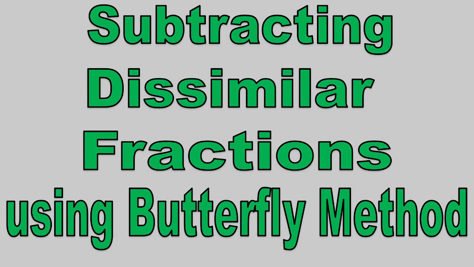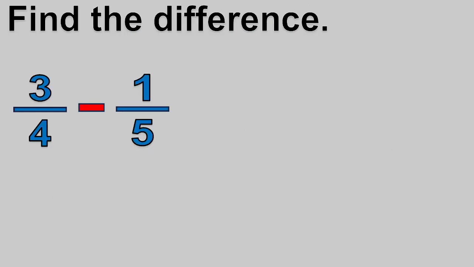Today, you are going to learn about subtracting dissimilar fractions using the butterfly method. Find the difference. 3/4 minus 1/5. These fractions are dissimilar fractions because they have different denominators.